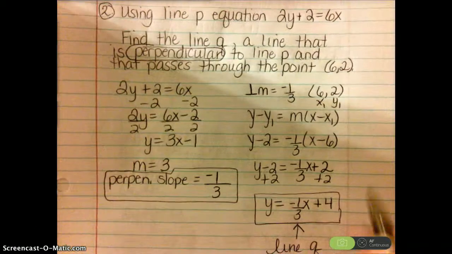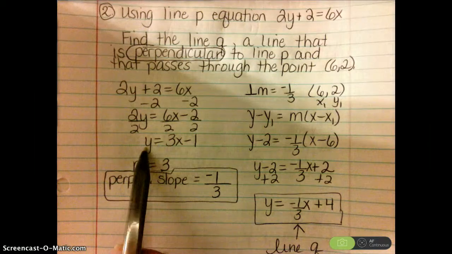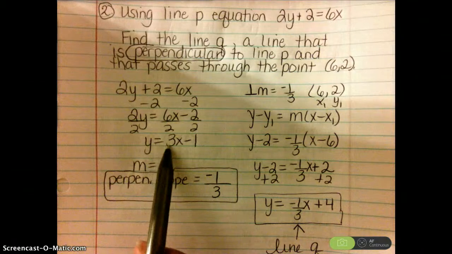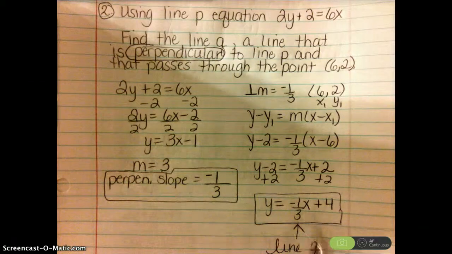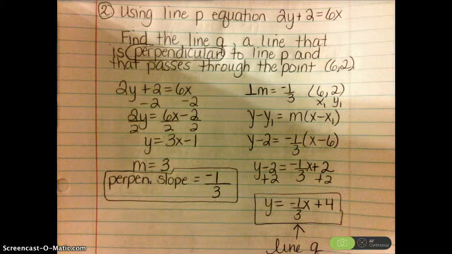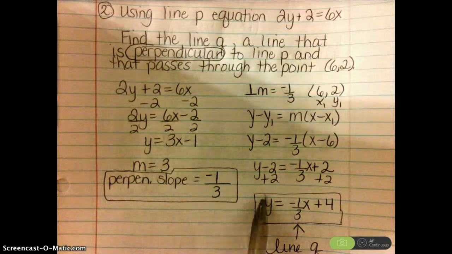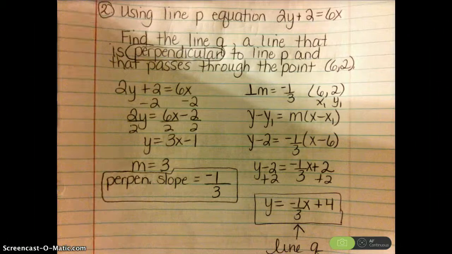And line Q is perpendicular to line P, and we know they're perpendicular because if you look at your slope, this slope is 3, and this slope is -1/3. They're opposite reciprocals. So if you were to graph these two equations on the same coordinate plane, these lines will intersect to form right angles.